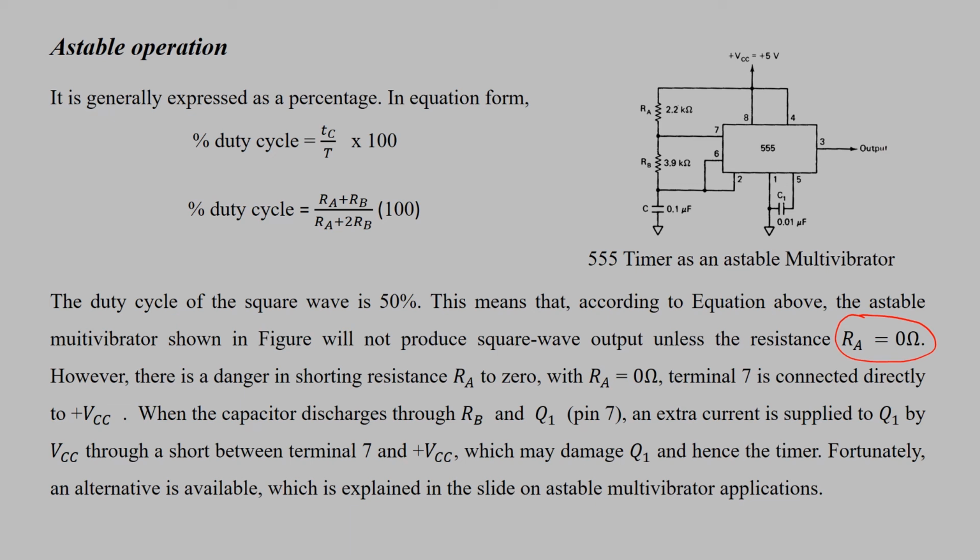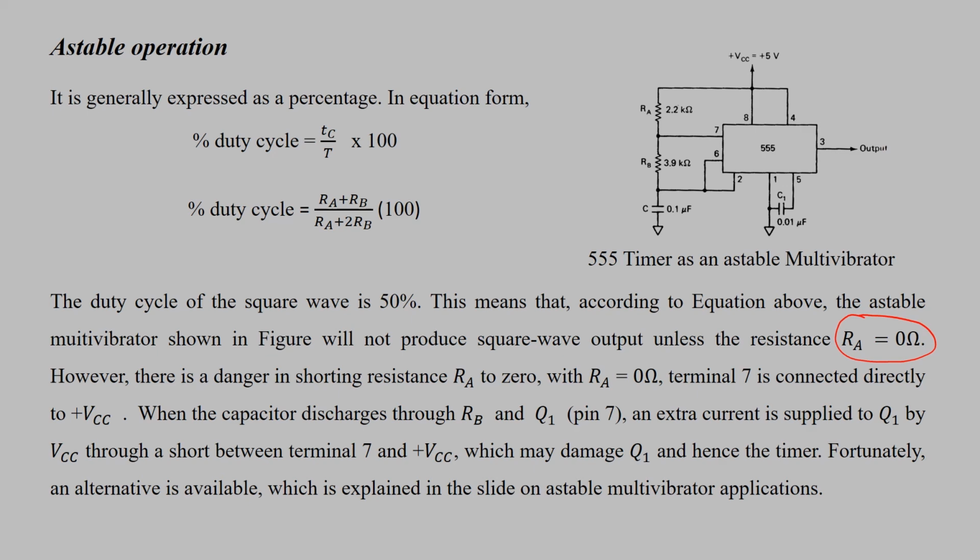Terminal 7 will be connected directly to plus VCC. So when the capacitor discharges through Q1 and Rb, an extra current is supplied to Q1 by VCC through a short circuit between terminal 7 and plus VCC, which may damage Q1 and hence the timer. Fortunately, an alternative is available, which is explained in the next slide.